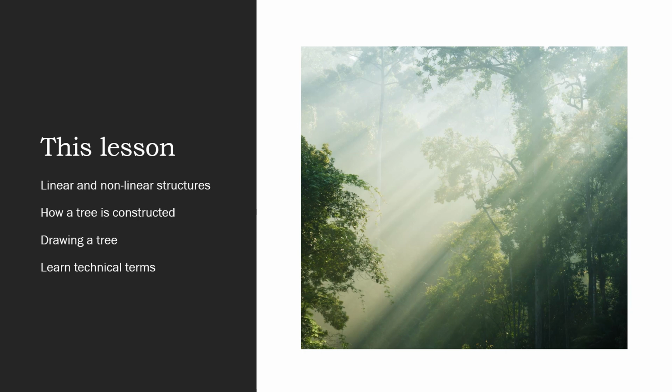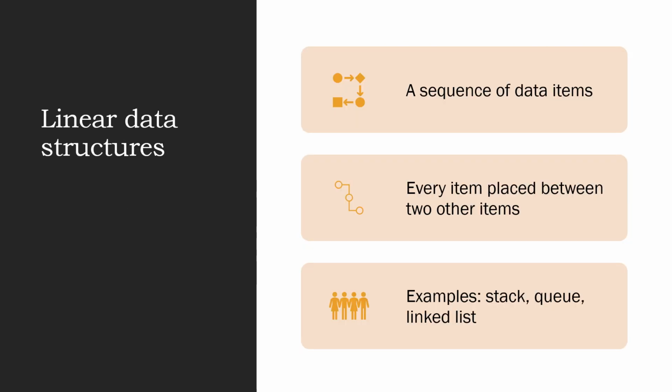in the exam. Very briefly, a linear data structure is one where the data items are in a particular order or sequence, and every item is in between two other items, exactly one in front and exactly one behind, unless you're at the very end or front. And we've seen the stack, the queue, and the linked list. These are linear data structures.